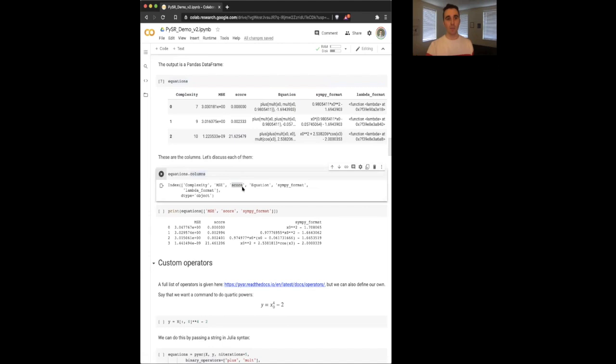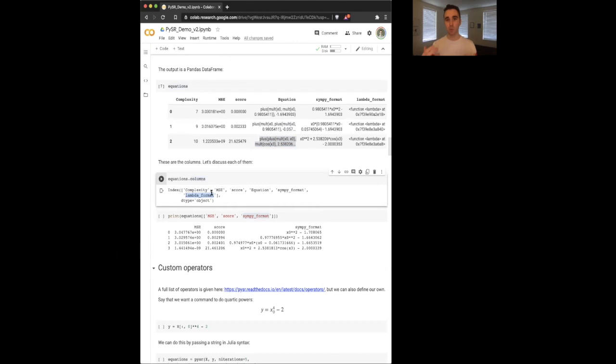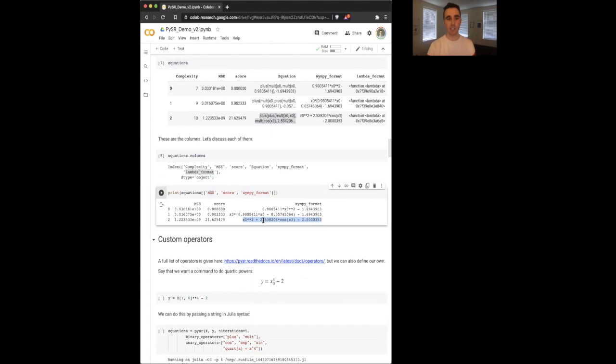Then there's the equation, which is just the PySR representation. And then you can get the SymPy format, which is a prettier way of printing equations. You can also call the lambda format, which gives you a callable function, so you can call the equation without having to write it out by hand. So we can print this, and we can see that it found the correct equation: x zero squared plus 2 cosine x3.